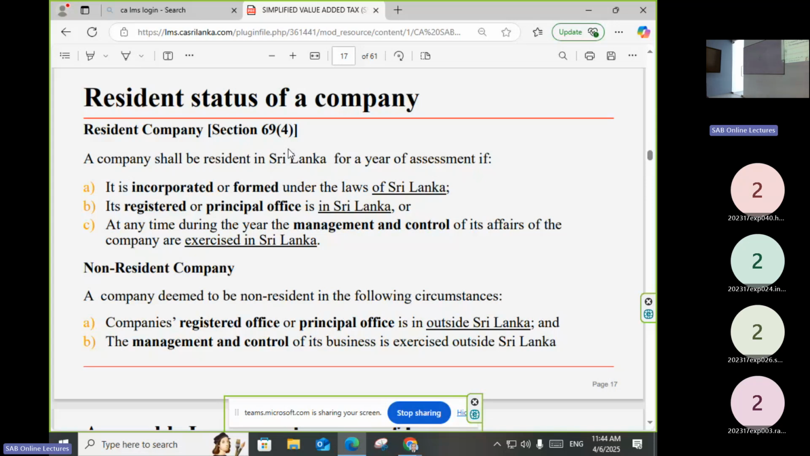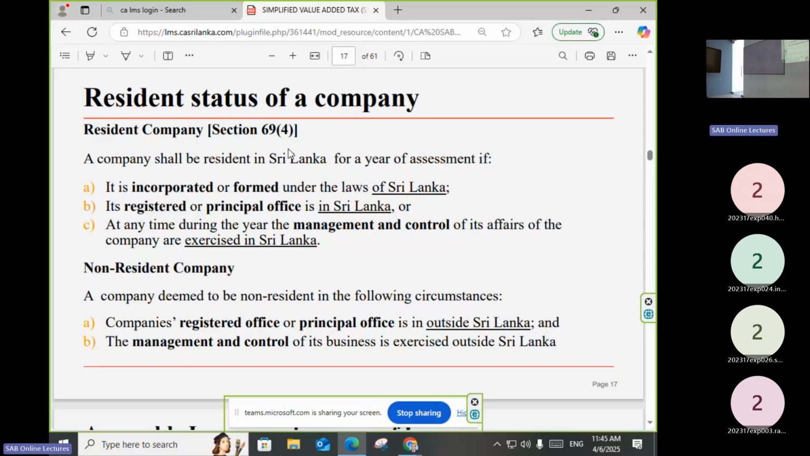Right. HSBC is not incorporated in Sri Lanka. Their principal office or registered office is also not in Sri Lanka. Their managerial decisions are not taken in Sri Lanka. But HSBC is doing business in Sri Lanka. They have branch offices all over the country. So HSBC is a good example of a non-resident company.